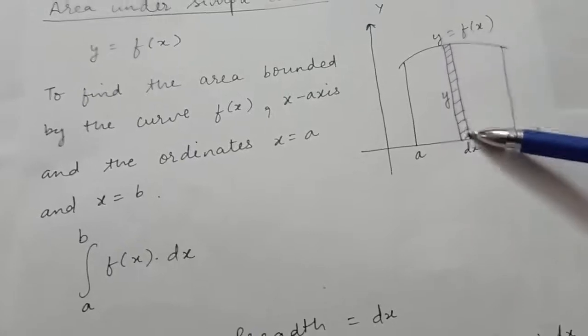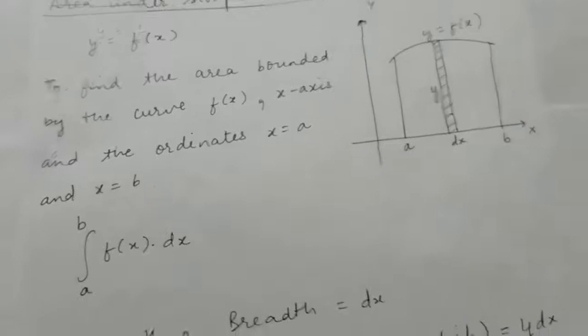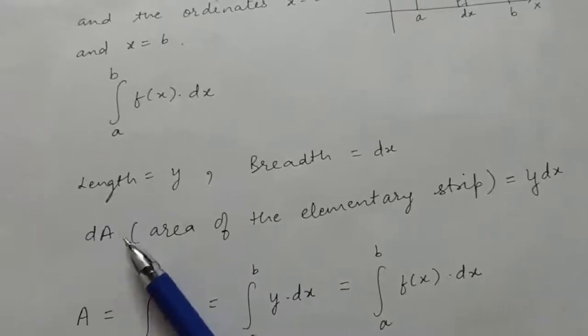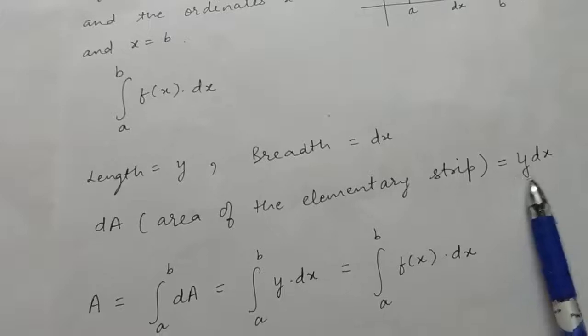Now this vertical strip approximately looks like a rectangle, right? And the area of the rectangle is length into breadth. So we denote the area of this elementary strip as dA, which is y into dx.